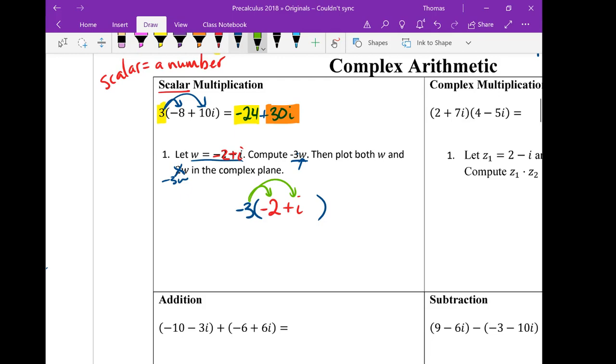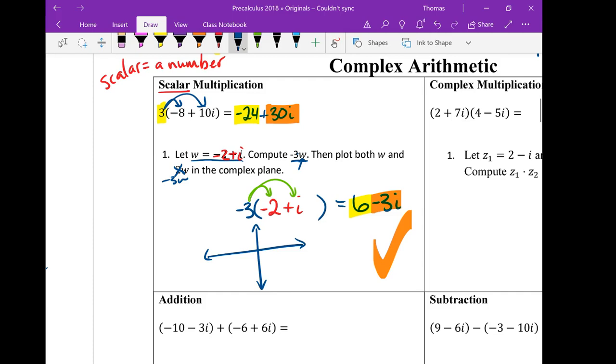Negative 3 times negative 2 is positive 6. Negative times negative is positive. And then negative 3 and i is negative 3i. And again, highlight our real and imaginary parts so that we recognize this is a complex number. Scalar multiplication, pretty straightforward. Oh, we forgot to plot. Let's do that. Again, in this class, I'm happy with just sketches, especially initially. So that's a really quick little axis.